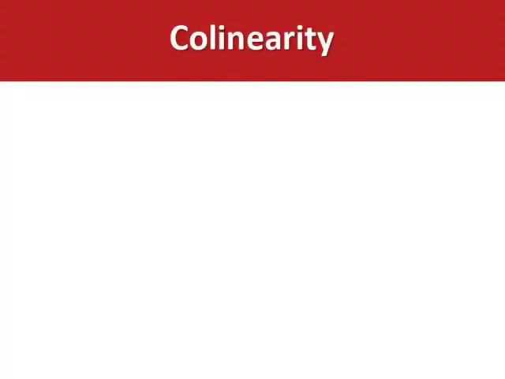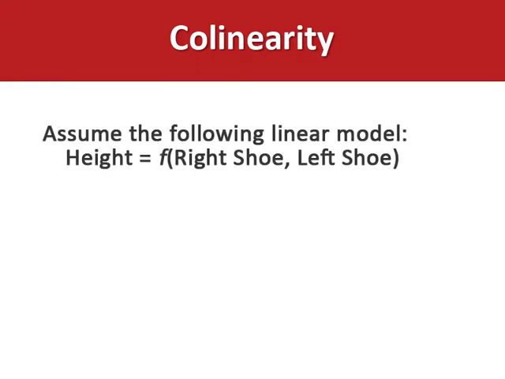Collinearity is a technical topic and it's sometimes difficult to understand, so I'm going to illustrate it here with an absolutely ridiculous example. So say what we're trying to do is construct a linear model to predict a person's height based on 2 explanatory variables. And the 2 explanatory variables are the person's left shoe size and right shoe size.